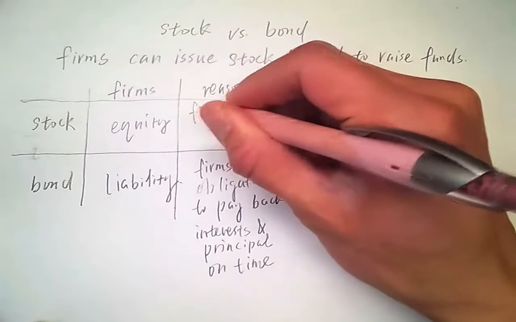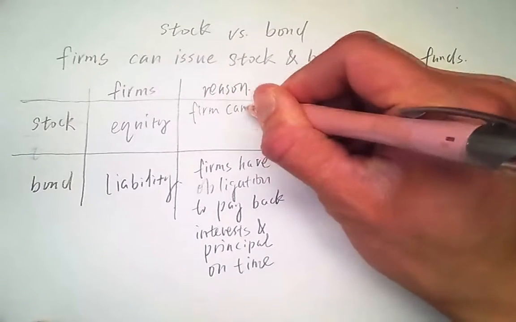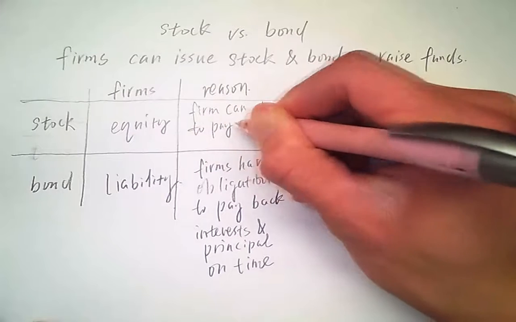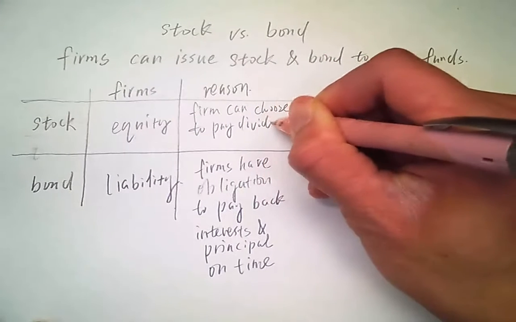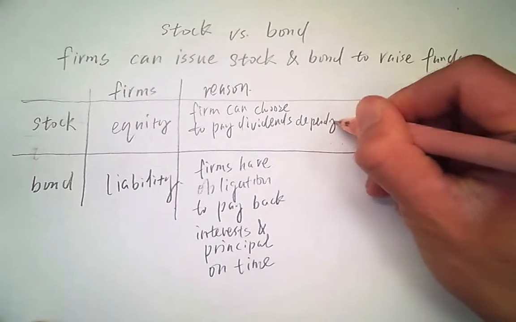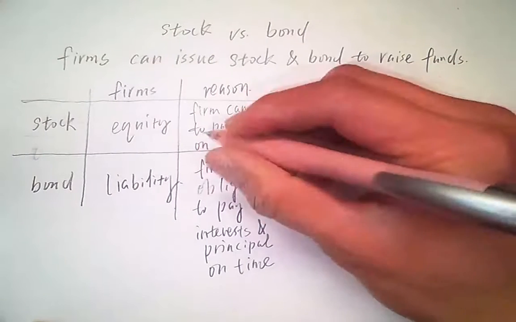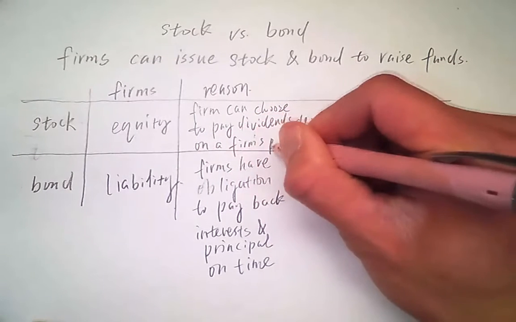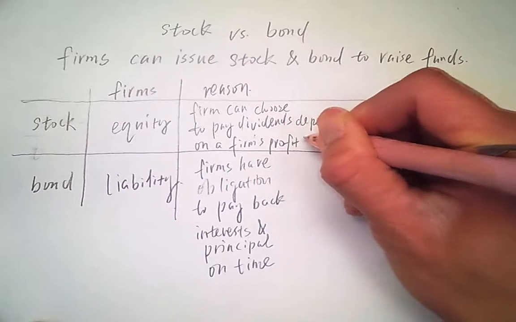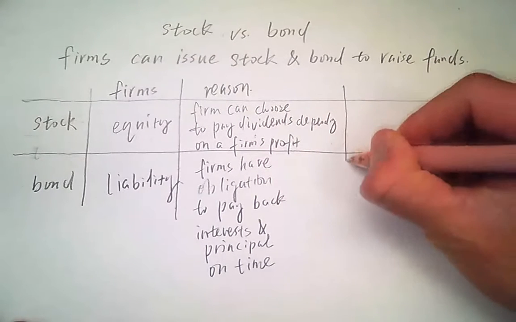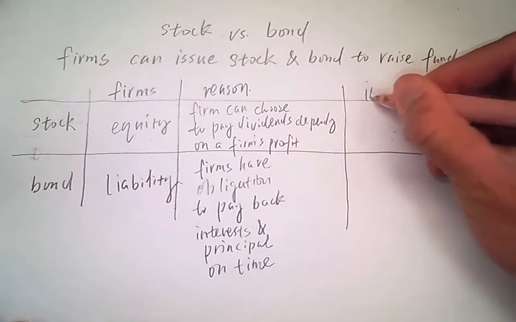So a firm can choose to pay dividend depending on the firm's profit. So this is not an obligation. That's the reason, to the investors.